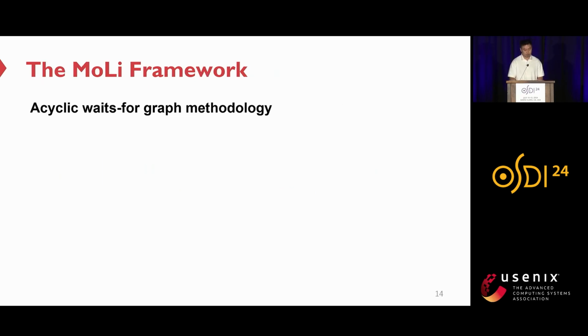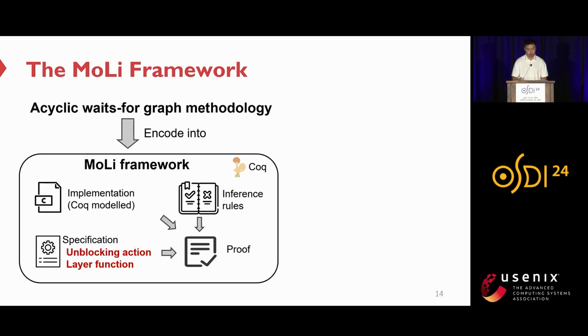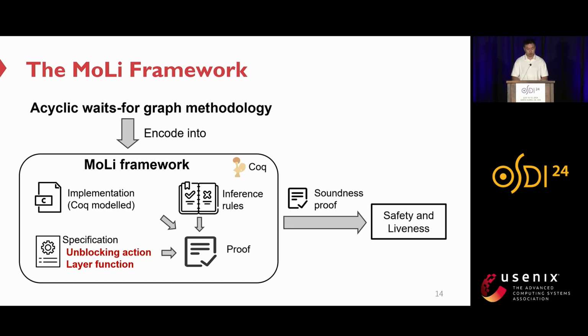We encoded the wasteful graph methodology into a framework called Molly. Molly allows for proving a concurrent file system in the Coq proof assistant. Molly consists of the following parts: a Coq-modeled C implementation, a user-defined specification, and a set of inference rules which guide the users to manually perform the whole-style verification. We have proved soundness of our program logic, so once users finish the proof, the safety and liveness of the implementation is formally ensured.